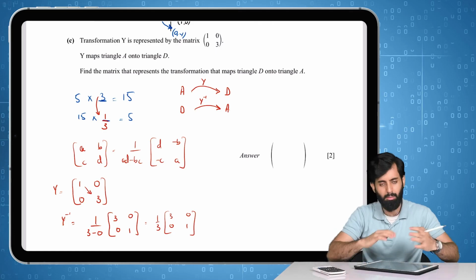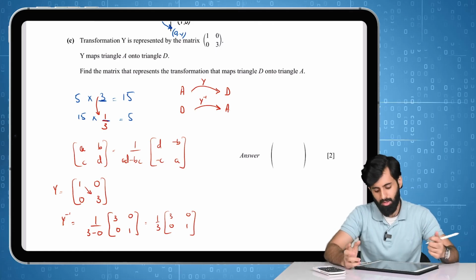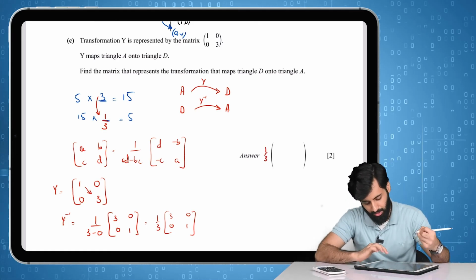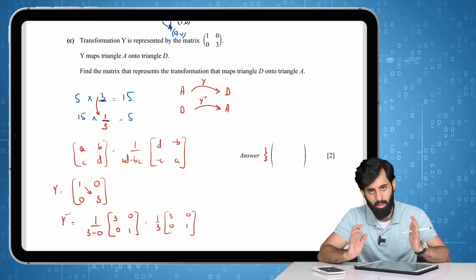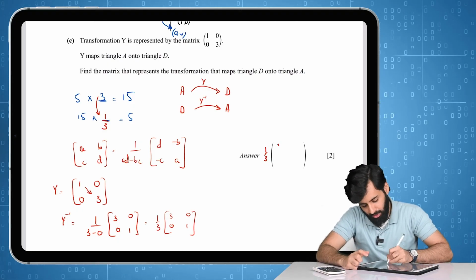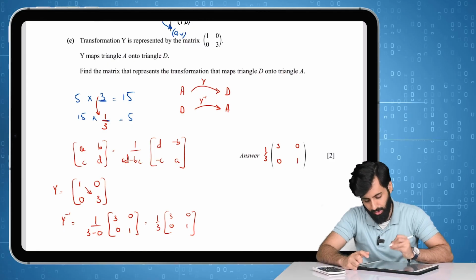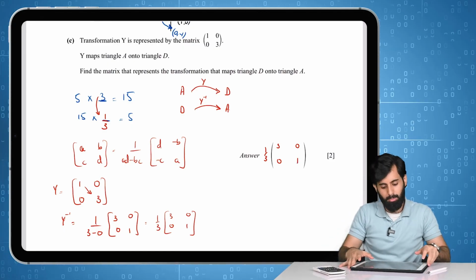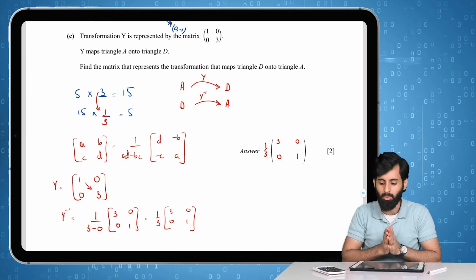If you really want, you can multiply all the elements by 1 upon 3, but it makes no difference to your final answer. You can write it as this also. Totally acceptable: 1 upon 3 times 3, 0, 0, 1. And there you have it. I hope this concept is understood well by all of you.